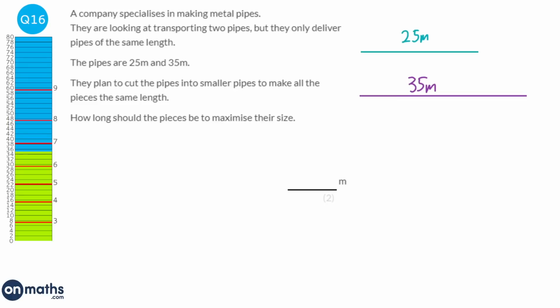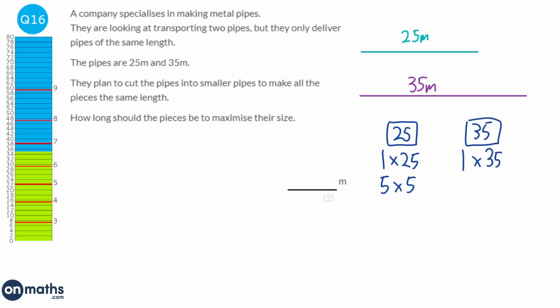So to find the highest common factor, we just find the factors of 25, which is 1, 25, and 5 and 5, and the factors of 35, which will be 1 and 35, and 5 and 7. And the highest common factor is the highest number in both lists, so it's 5. So we can cut all of these pipes into 5 meter pipes.